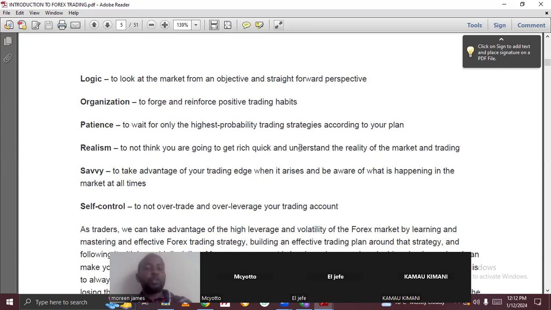Realism, to not think you're going to get rich. So number one thing I want you to understand, it's not a get rich quick scheme. It's a business. I usually target 2% per day or 3%. If I make more, then better. But 2 to 3%, even if I'm having $100, that's roughly 10. Or, oh no, if I'm handling $200, 10% is $3, $4.